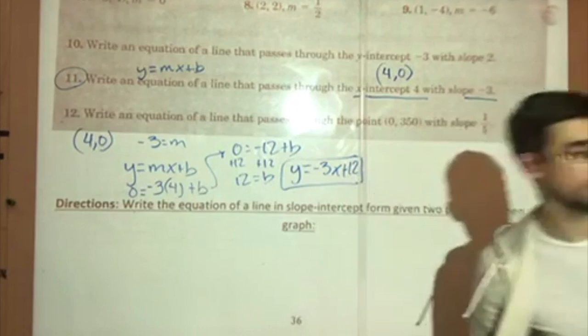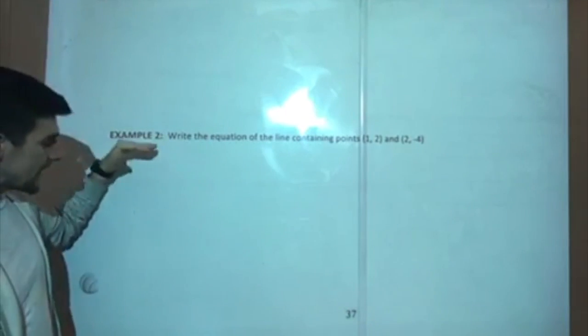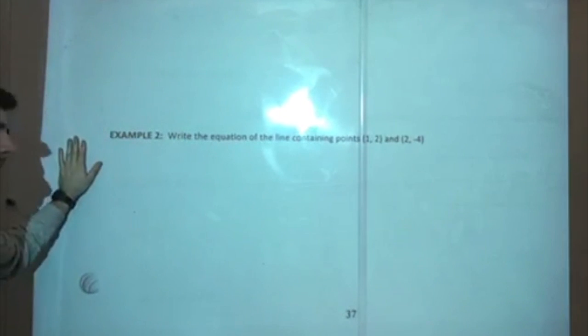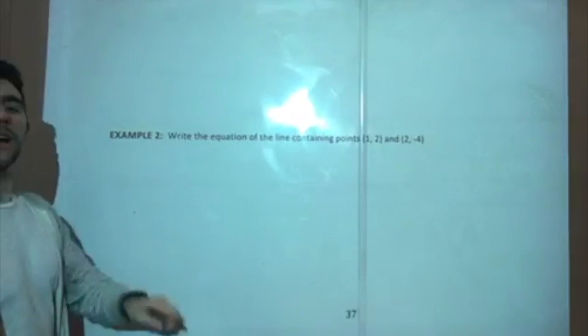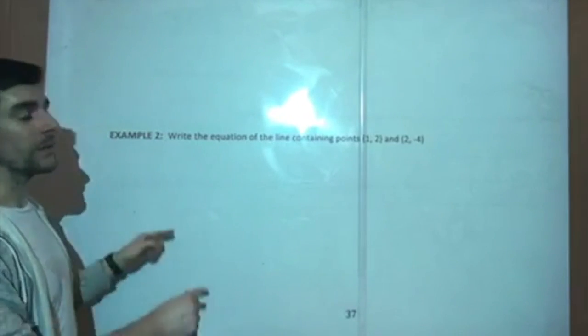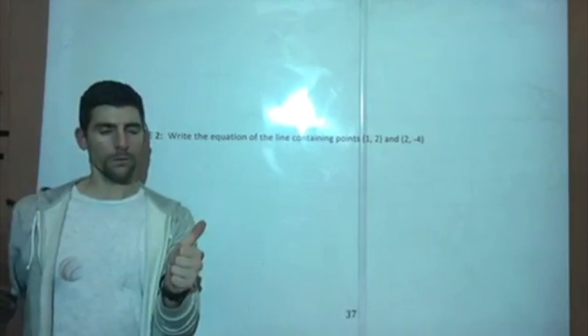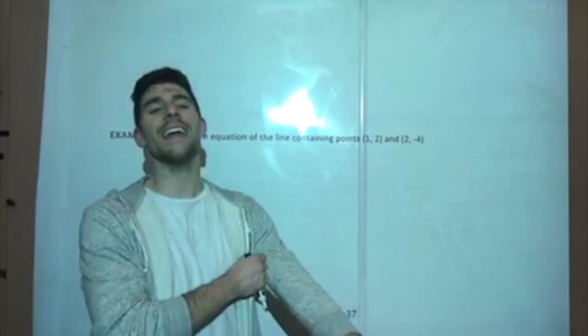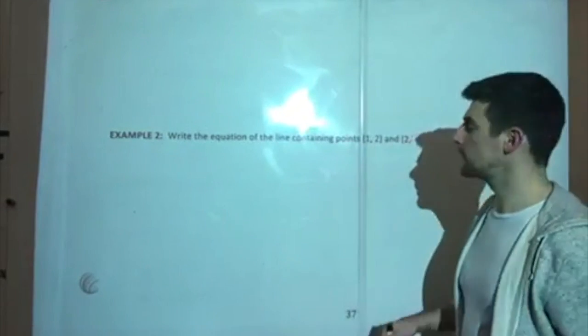One more. Last example, example 2 on page 37. You might look at it and be like, whoa, that didn't give me the slope or the y-intercept. What in the world do I do? But you're not going to do that because we can figure this out. Again, we're looking for slope and the y-intercept. If we know that, we can graph any line.